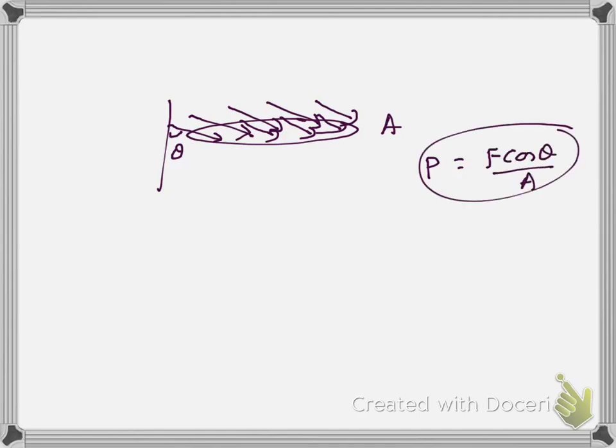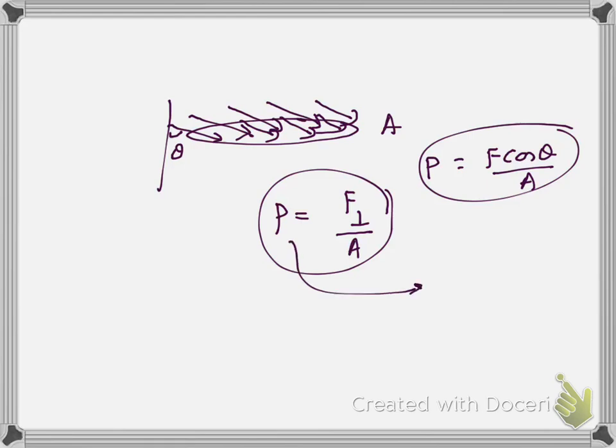You must only take the force which is perpendicular to area in defining pressure. So sometimes we write it like this: pressure is F perpendicular by area. So to define pressure, one, you should have an area. Two, you should have a force which is perpendicular to that area. Then you can define pressure as F perpendicular by area. Now, this pressure is a scalar quantity and has no particular direction.